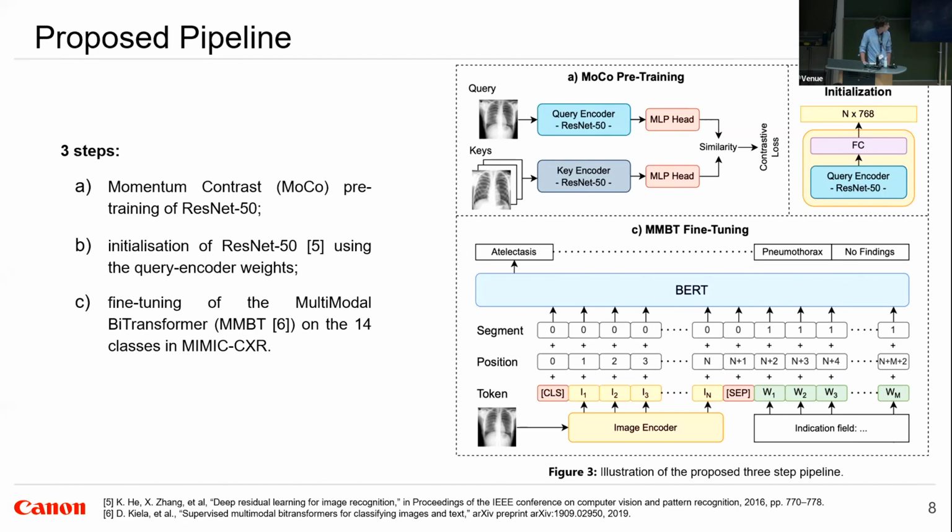And a separation token, SEP, is used to separate the two modalities, the image and textual modalities. And both input modalities are then summed with a positional encoding and a segment encoding.